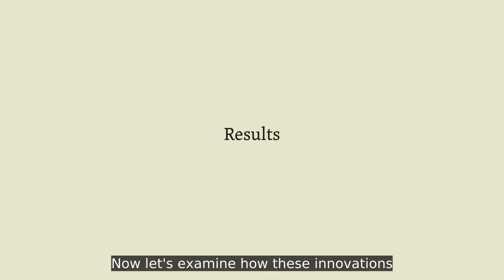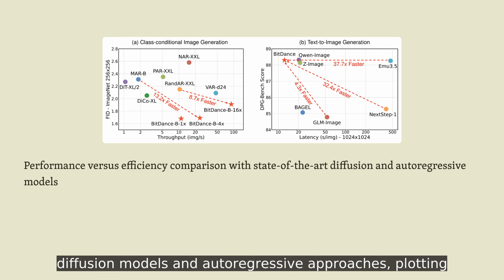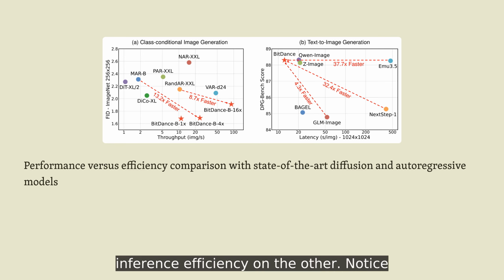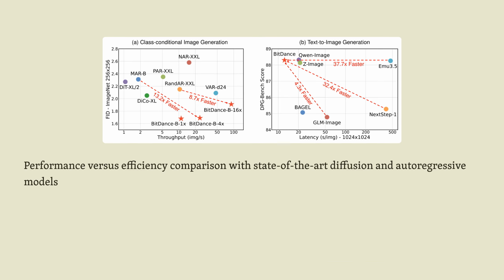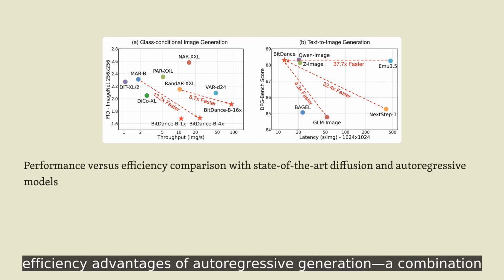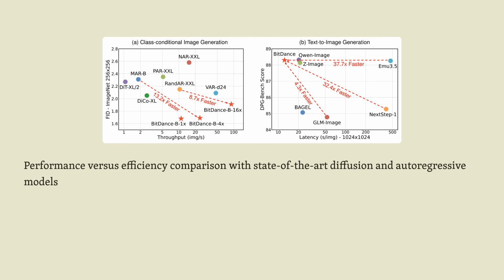Now let's examine how these innovations translate into performance. This chart positions BitDance against leading diffusion models and autoregressive approaches, plotting generative quality on one axis and inference efficiency on the other. Notice how BitDance achieves competitive or superior image fidelity while maintaining the computational efficiency advantages of autoregressive generation, a combination that has historically been difficult to attain, especially at high resolutions.